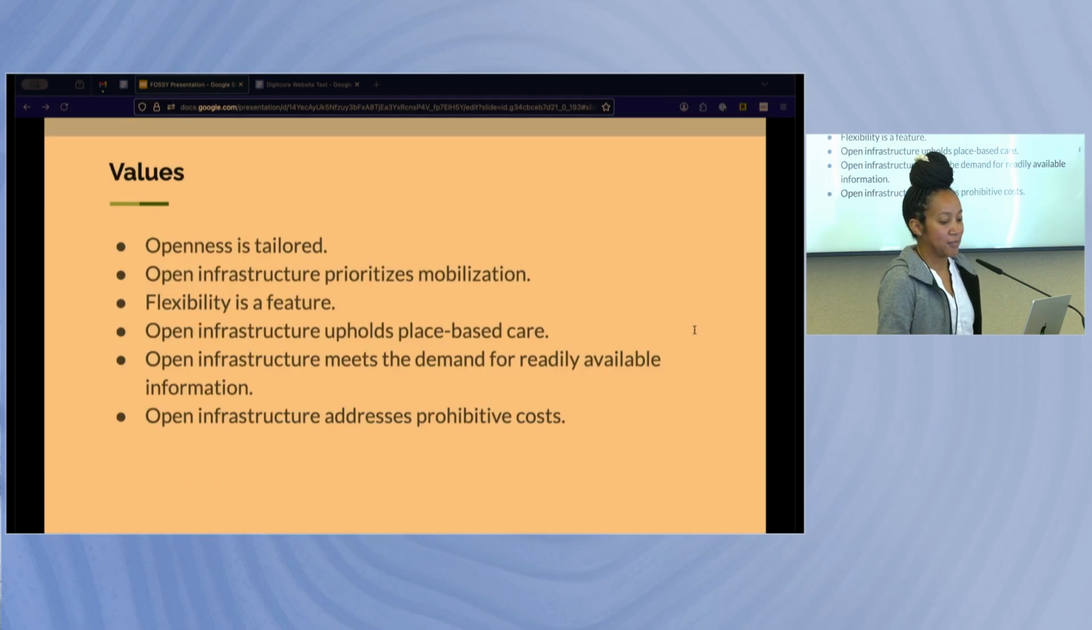All right, so the values. Some of the values that surfaced in our research include, first, openness is tailored. Digital tools are used in unique contexts where culture, geography, ecosystems, politics, and economics collide. Open infrastructure should provide situational flexibility regarding how information is collected, analyzed, maintained, protected, used, and made available or not for sharing. Second, open infrastructure prioritizes mobilization. Open technologies are implemented by individuals and organizations whose role is to motivate, engage, and encourage communities. Open practices, tools, and objects should enable action.